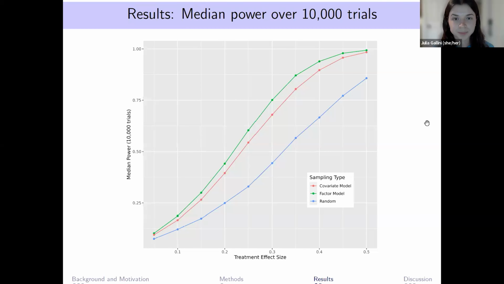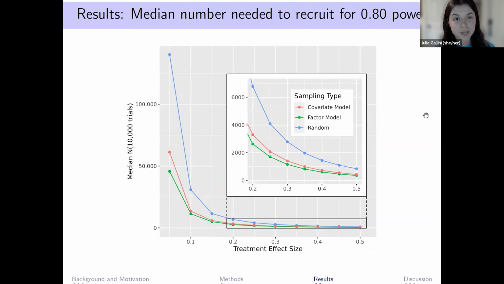Next slide, please. On the flip side, we can look at the median number needed to recruit for 80% power. At the low treatment effect sizes, we're seeing pretty unrealistic numbers. It's not really realistic that we'd be doing a trial for a treatment effect that small.